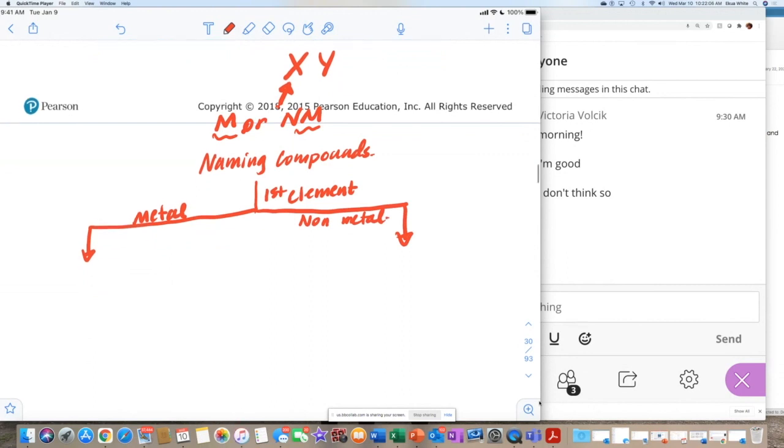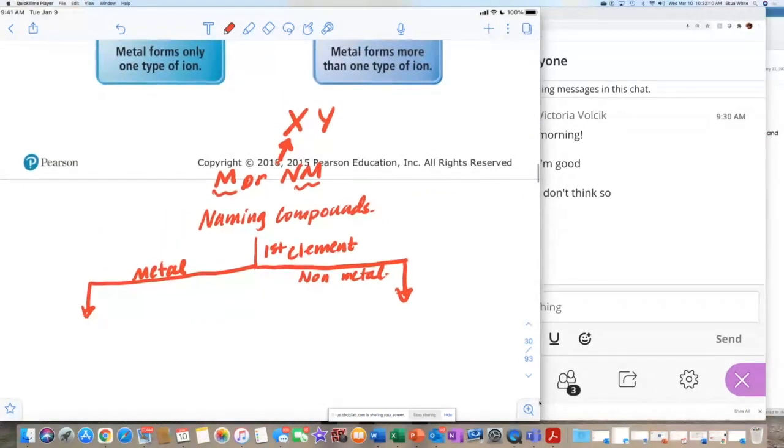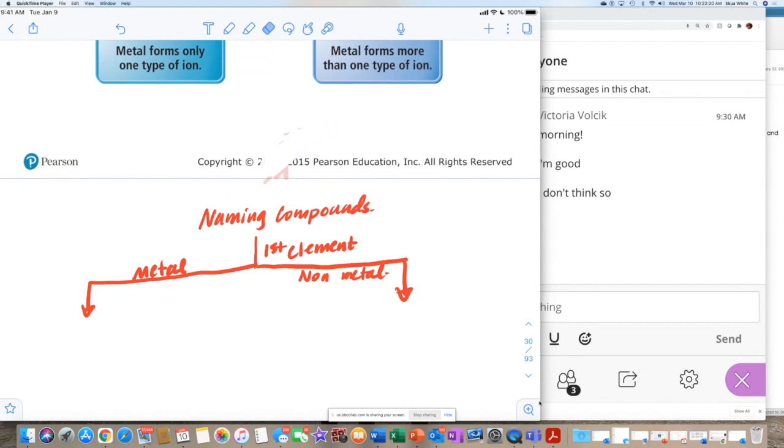Okay, so I'm going to start with the metal part. Now, you judge your first element, and since we're here right now, let's say you judged it as metal. Okay, we're not done. You're not naming it yet. Now, with the metals, there are two options. Let me give an actual example. Let's say we're working with sodium chloride. We look at sodium and we say, hey, sodium is a metal. So we said it's a metal. Okay, we're good. We're going left.